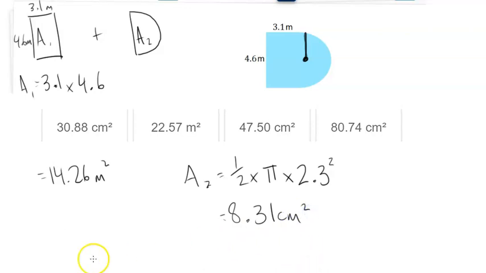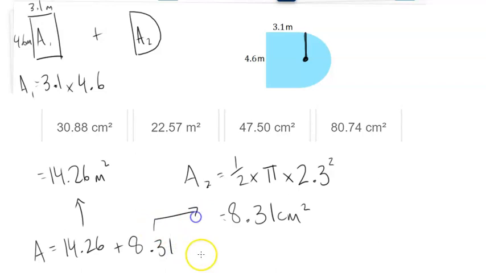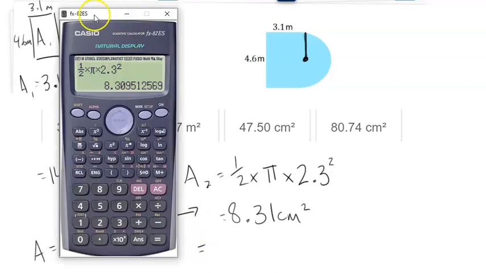square centimeters. So to get the area overall, which is area 1 plus area 2, so area is 14.26, which is from here, plus 8.31, which is from there. And let's go ahead and put this in.